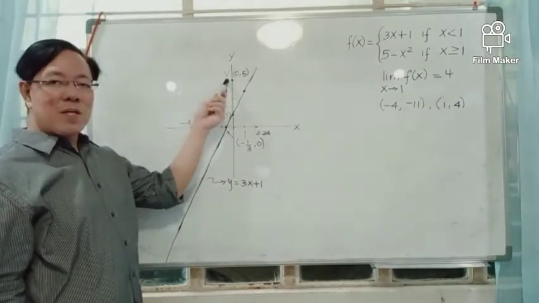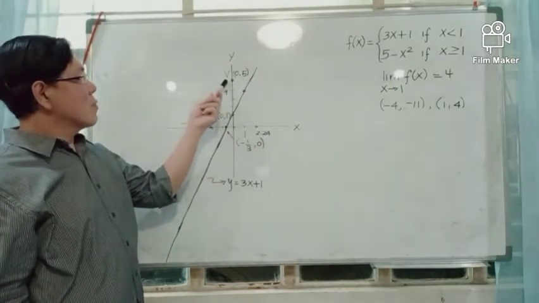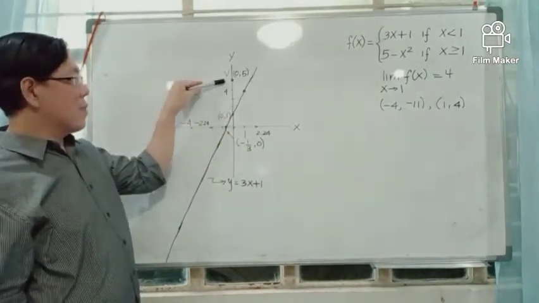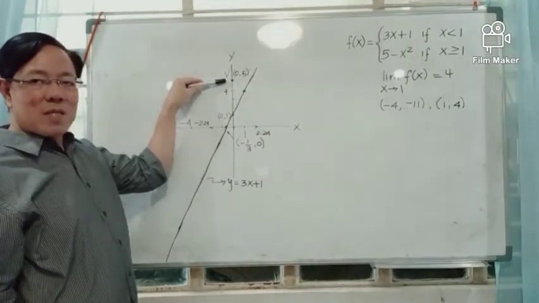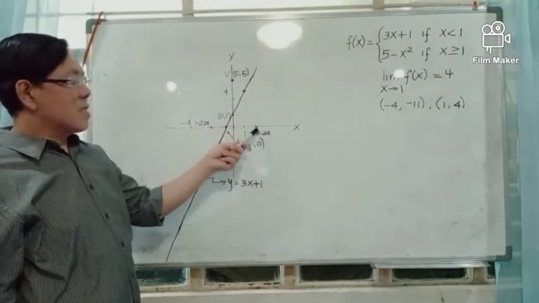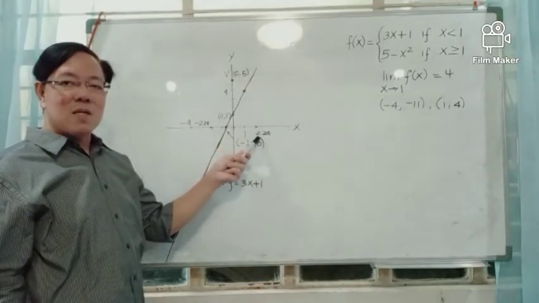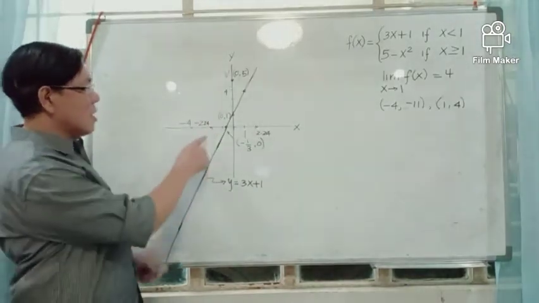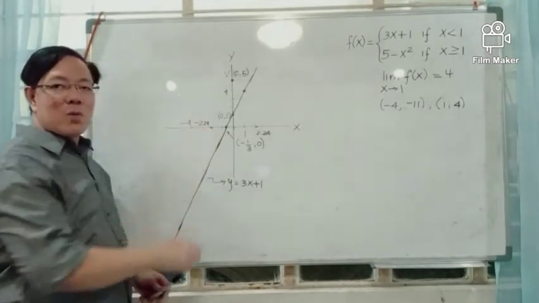We also know that the vertex of the parabola is at this point on the y-axis with coordinates 0, 5. And we also know that the vertex is the highest point on the parabola. So from the vertex, the parabola will go downward. And the parabola will intersect the x-axis at this point, positive 2.24. And the parabola will also intersect the x-axis at negative 2.24.